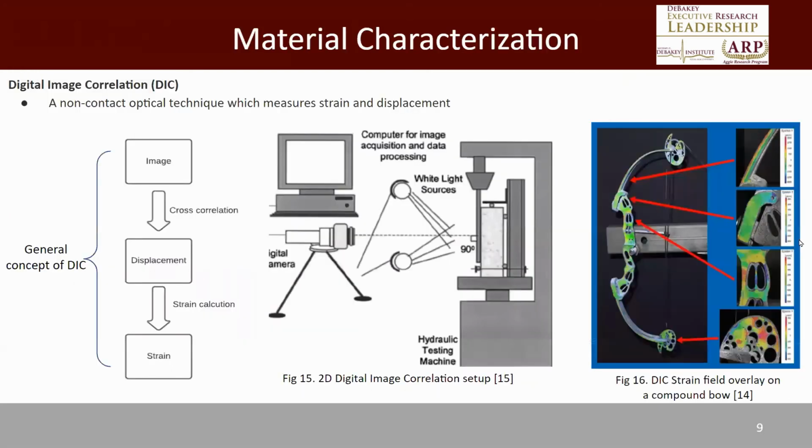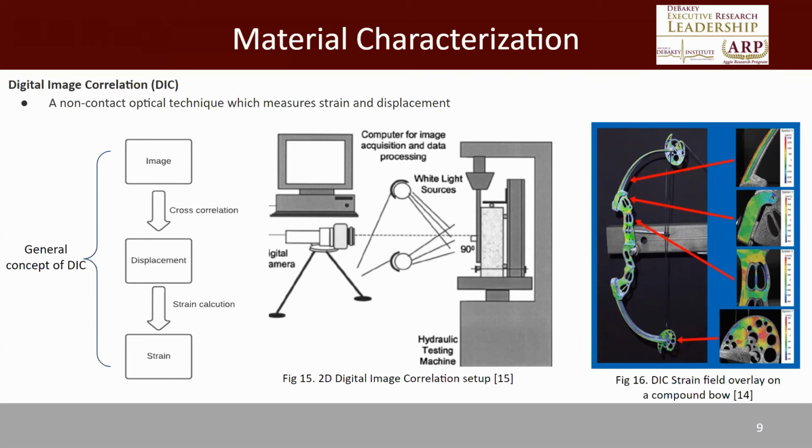Based on previous slides, we then learned a new technique called digital image correlation. DIC is a non-contact optical technique that measures strain and displacement. Compared to the conventional measurement tool, DIC is a non-contact measurement and easy to set up. It also has high accuracy. The figure in the middle represents 2D DIC setup.